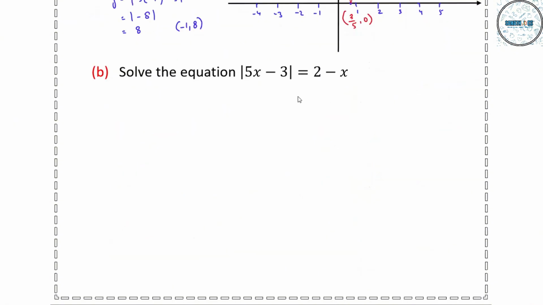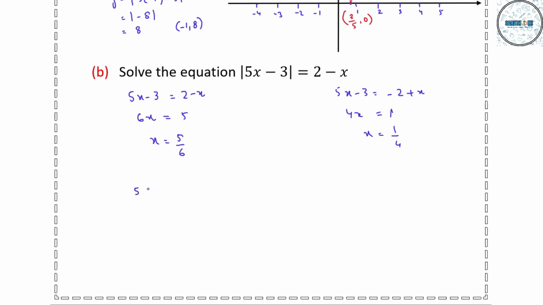Part B, in which we have to solve the equation absolute of 5x minus 3 is equal to 2 minus x. One time we will take 5x minus 3 is equal to 2 minus x. Another time we will take 5x minus 3 is equal to minus 2 plus x. 5x plus x is 6x is equal to 2 plus 3 is 5. So x is equal to 5/6. 5x minus x is 4x and minus 2 plus 3 is 1. So x is equal to 1/4. So these are the values of x for this equation.